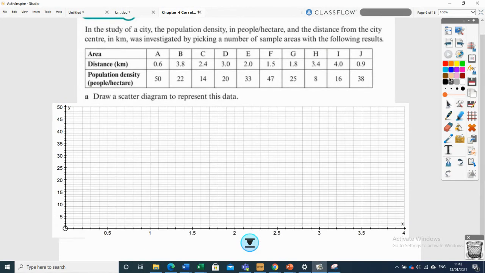Drag this down a little bit. You're going to have to go up to a maximum of 4. Quite often it's a good idea to go a little bit higher. And here, this is going to be the distance. Make sure you label it properly.